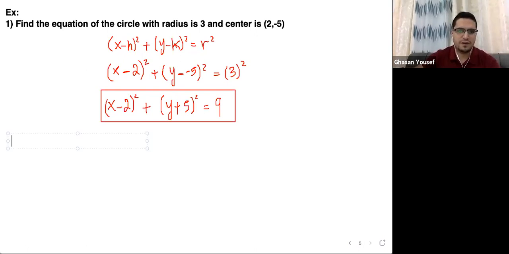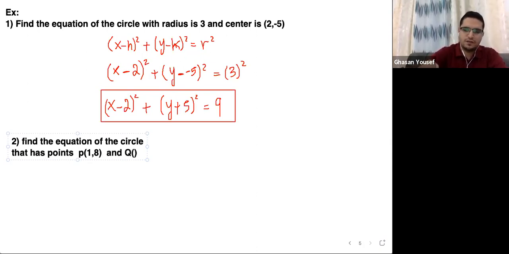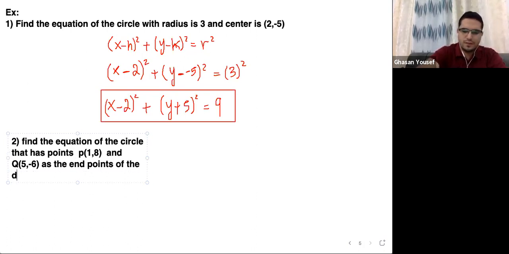Now, second part of this example, number 2, the question is: find the equation of the circle that has point P, the first point, as 1 comma 8 and Q as 5 comma minus 6 as the end points of the diameter.